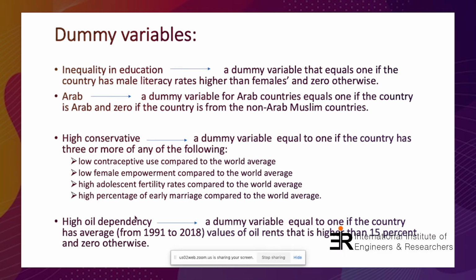Okay. We also have a couple of dummy variables. We included inequality in education. So for example, a dummy variable that equals 1 if the country has a male literacy rate higher than the female, and 0 otherwise. We also use the Arab dummy variable, a dummy variable for Arab countries only. This is to make it easier to compare between these two groups of countries. We also have a dummy variable for high conservative and a dummy variable for high oil dependency.